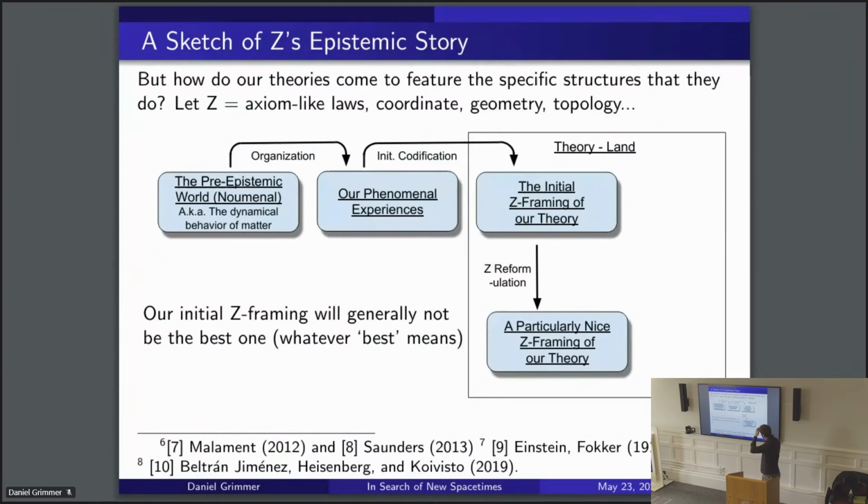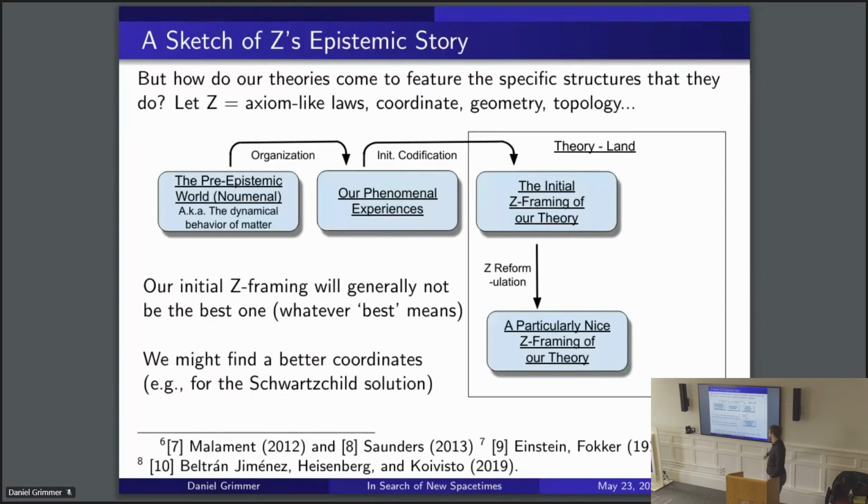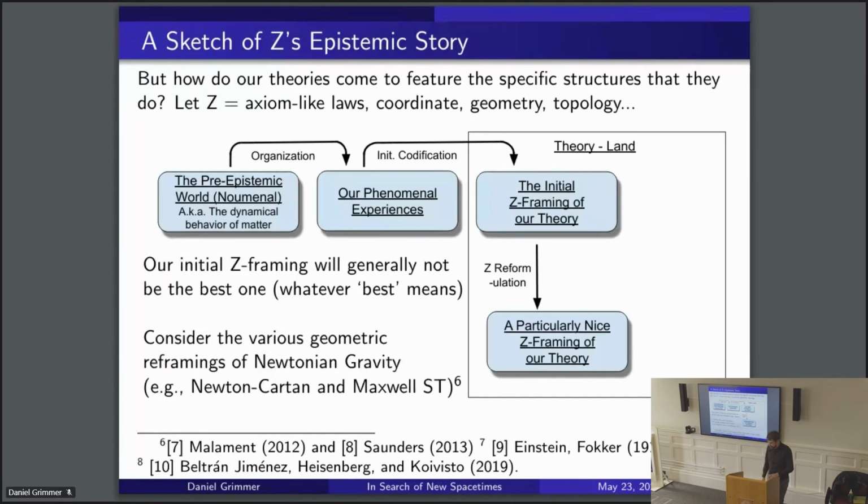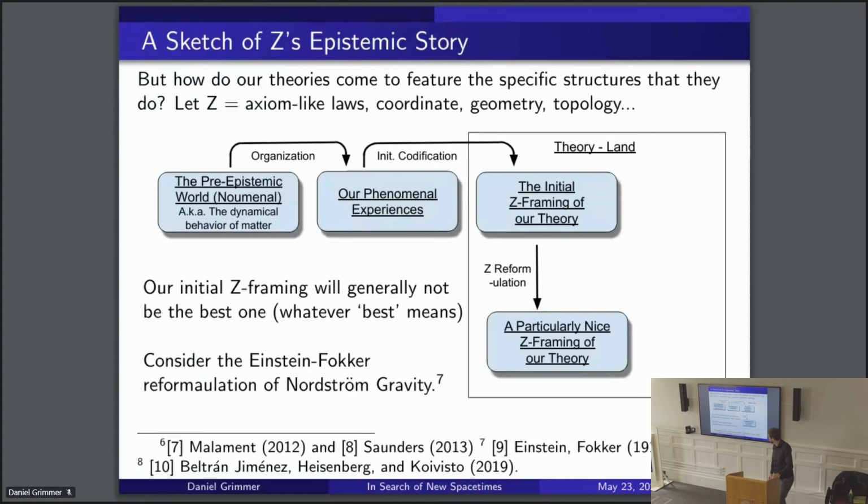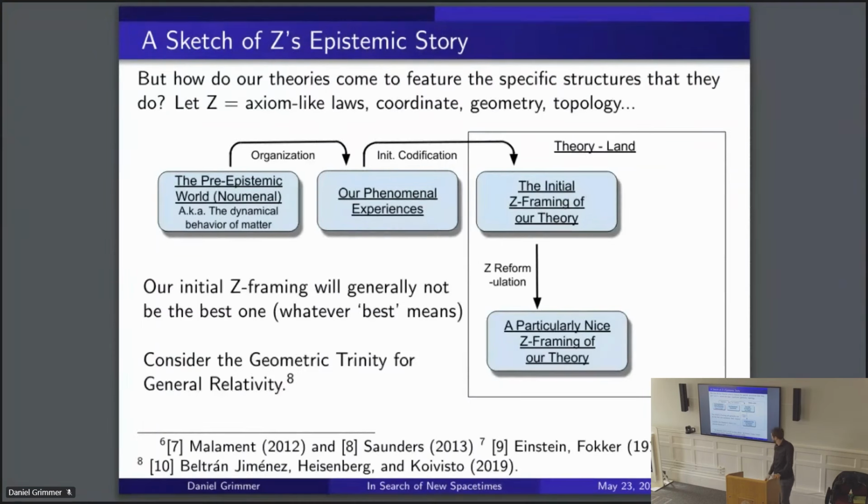Once we have our theories on the table, we want to know, how do our theories come to feature the specific z, a variable which is going to stand for axiom-like laws or coordinates or geometry or topology? How do those specific kinds that do feature in our theories show up there? Now, in general, our initial z framing of our theory will not be the best one, whatever best means. Right? We found better coordinates for the Schwarzschild solution. Initially, we had a coordinate singularity. We found a better way to do it. Okay? We can search for better axiom-like laws for our theories. Think of something like a Lewisian best systems analysis. He wants our best systemization to have simple axioms, so we have to go search around for simple axiomatizations of our theories. Consider the various geometric reframings of Newtonian gravity, Newton-Cartan, or Maxwell spacetimes. Consider the Einstein-Fokker reformulation of Nordstrom gravity. Consider the geometric trinity for general relativity.